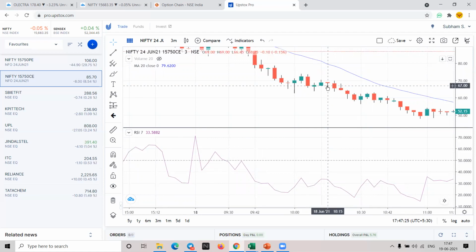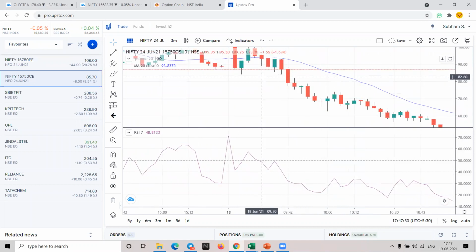We need a perfect entry, and the perfect entries are near to the moving average when there is a block candle formed. And once you have got one or two good entries, for example, here you got one entry, here you got one entry. Now for getting the third entry, wait for this RSI to come above 50 and then go below 50. That would be your most perfect entry.